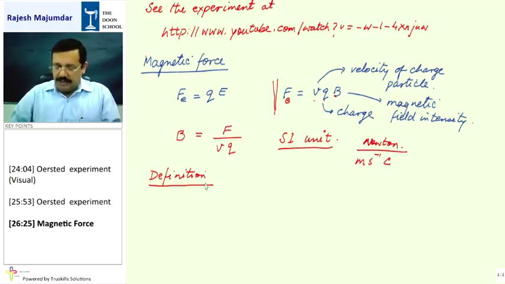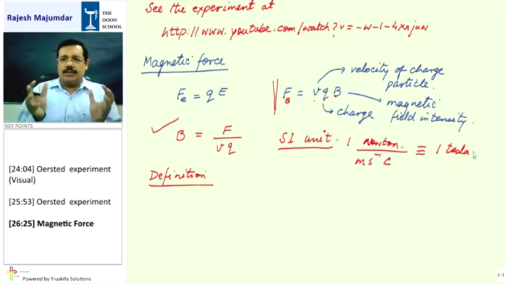The definition of the magnetic field is actually given from here. No other equation is used to define magnetic field. This is the equation which is used for defining magnetic field. How do we define? This is called 1 Tesla. So SI units are all equal. It is not that they are unequal. 1 Newton divided by meter per second into coulomb is called 1 Tesla.